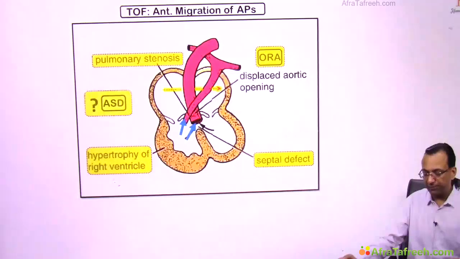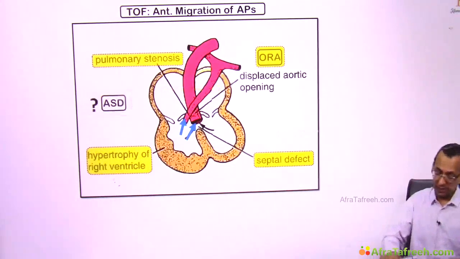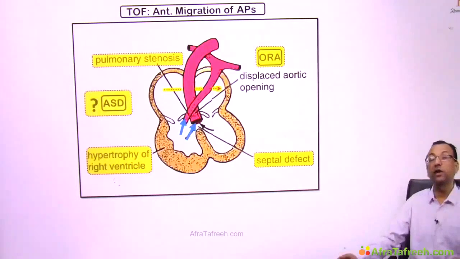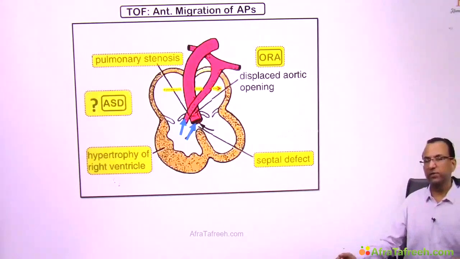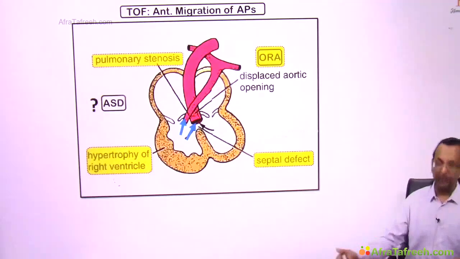And what is this? That is an additional ASD. ASD means atrial septal defect. Yes. If I have an additional ASD, that is atrial septal defect, then I'll call it pentalogy of Fallot. Yes, that is what we call pentalogy of Fallot when you have an additional atrial septal defect. Tetralogy plus ASD is called pentalogy of Fallot.